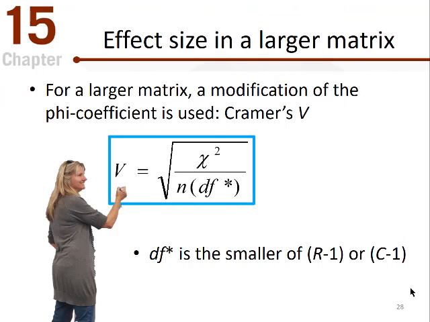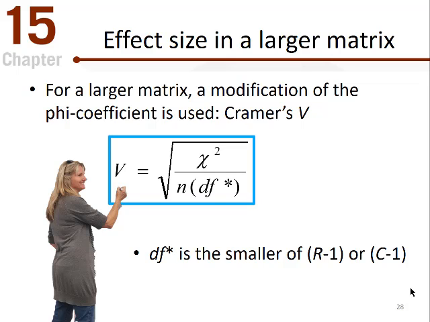If we have a larger matrix than just a 2 by 2, so for example, if you look at our problem that we had with what are you willing to give up, coffee, fast food, or the cell phone for men and women, right? That's a larger matrix than 2 by 2 because it was 2 by 3. We had 3 columns and 2 rows. So for that one, we couldn't use the phi. We have to use what's called Cramer's V.